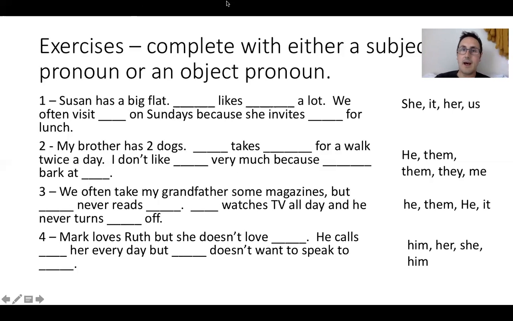Okay, and that's all, guys. So I hope that's helped you understand a little bit more. So basically, you use an object pronoun when it's the receiver of the verb, or the object of the verb. It goes after the verb and also after prepositions. And that's it. And pronouns are replacements for nouns.